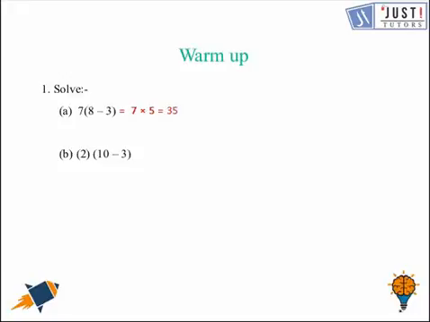In the next one we have 2, and because there's no sign in between, we'll write a multiplication sign in between, and 10 take away 3 is 7. So here the answer is 14. If you have calculated the same answer, it's really good that you know the basics of working with brackets.